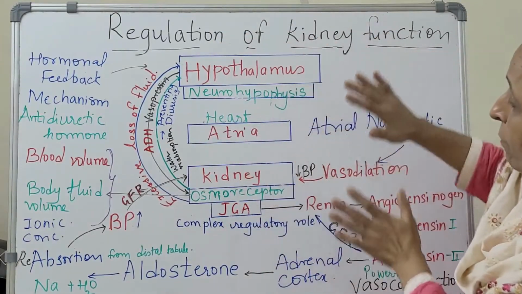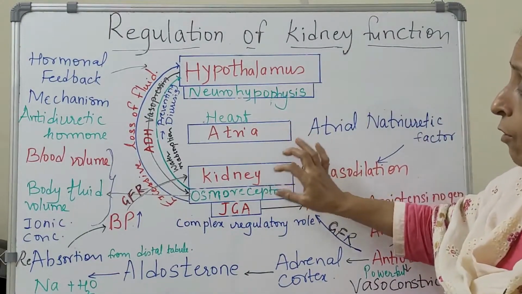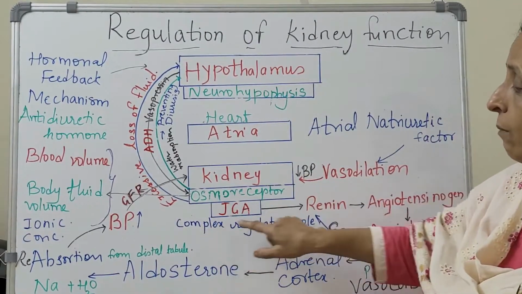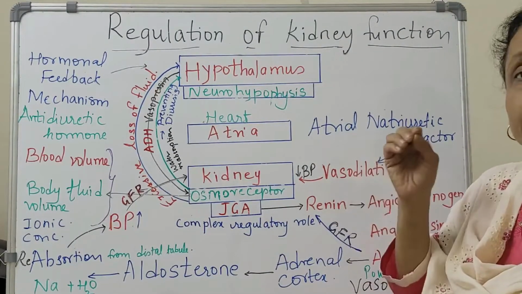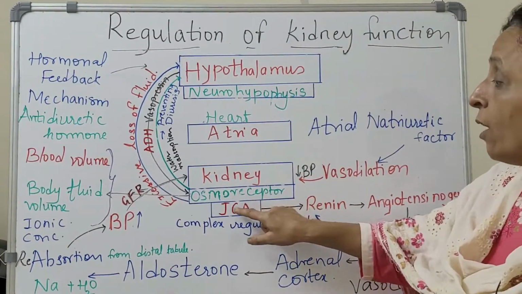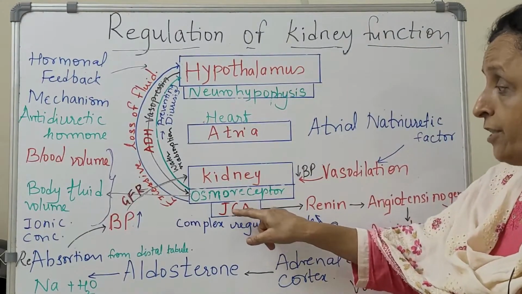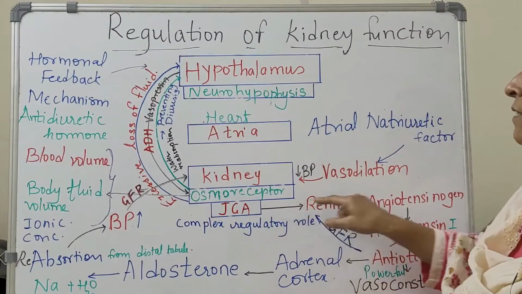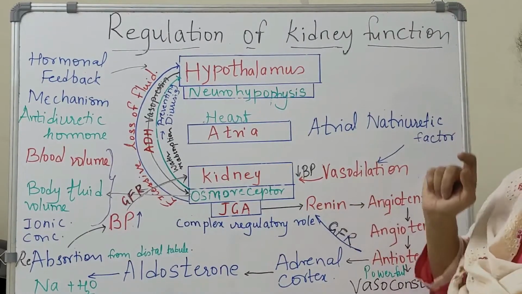Now another hormone is acting. The kidney has the juxtaglomerular apparatus, which is a complex regulatory apparatus that plays a very complex role. So how does it play the role? Whenever the pressure drops in the glomerulus, the JG cells, the juxtaglomerular cells, release renin. It's a hormone which releases renin.